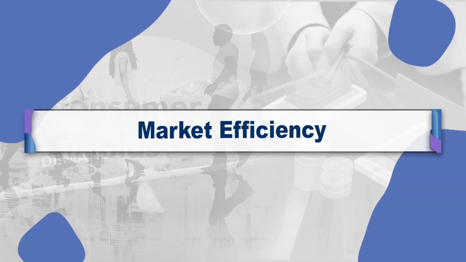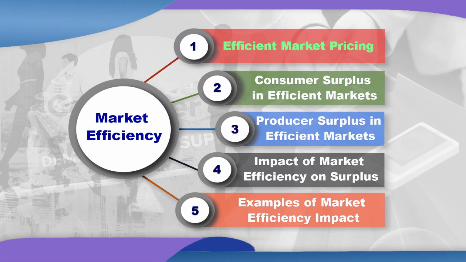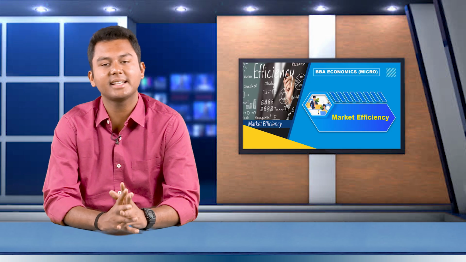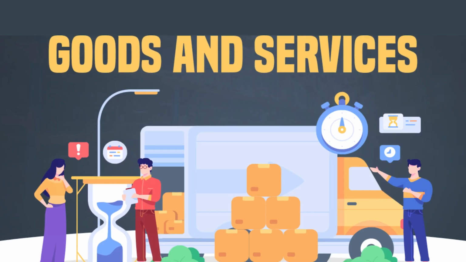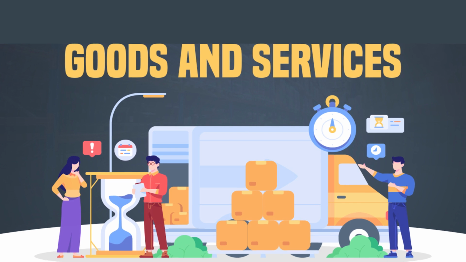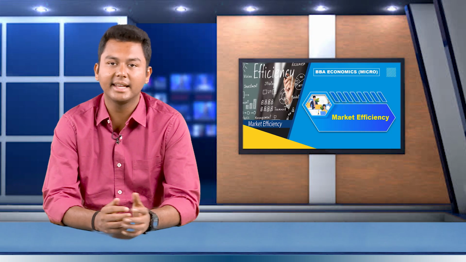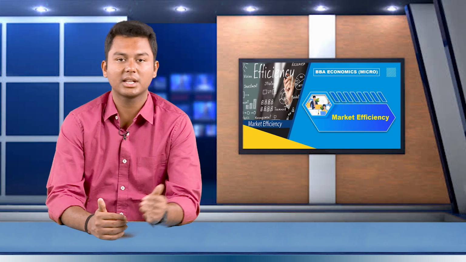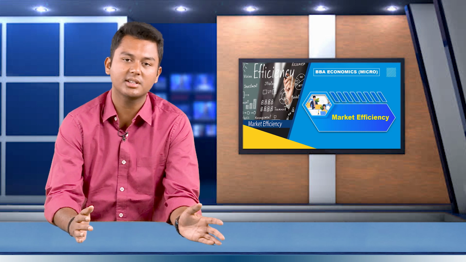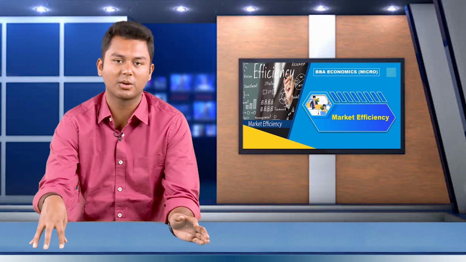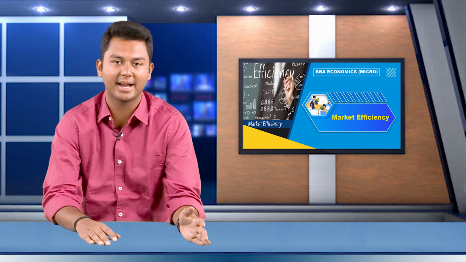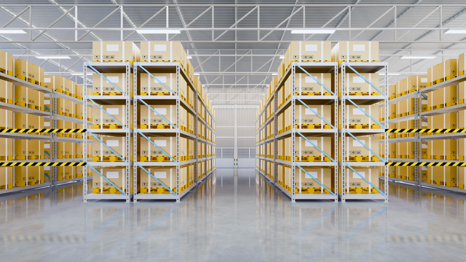Now let us move to market efficiency. First aspect is efficient market pricing. In an efficient market, prices accurately reflect the true value of goods and services based on supply and demand dynamics, available information, and market competition. Meaning, the prices are determined based on how much is the demand and how much is the supply. That in turn means the producers know what kind of goods the consumer wants, and the consumers are ready to purchase the goods and services at a given price, which is sold by the producers.